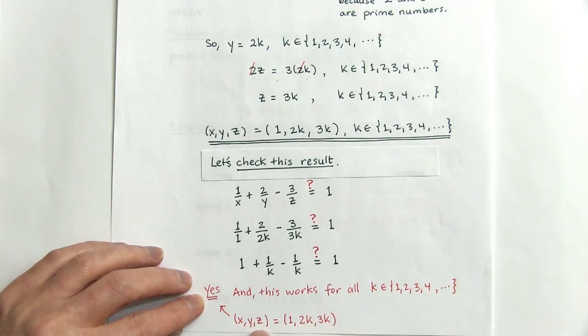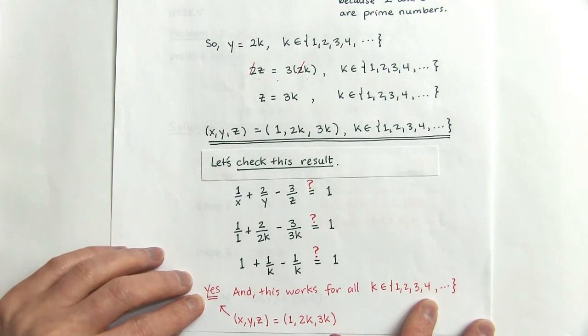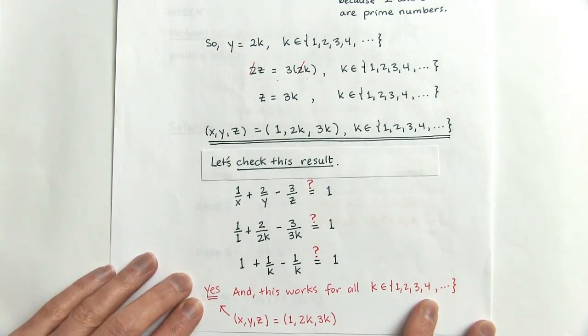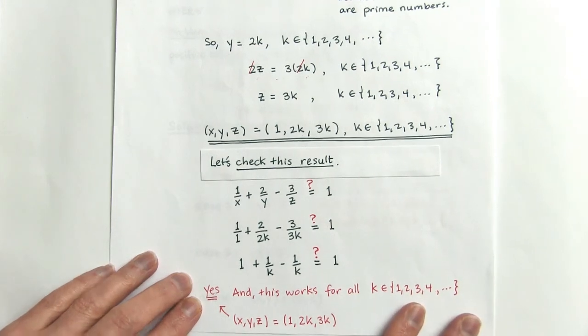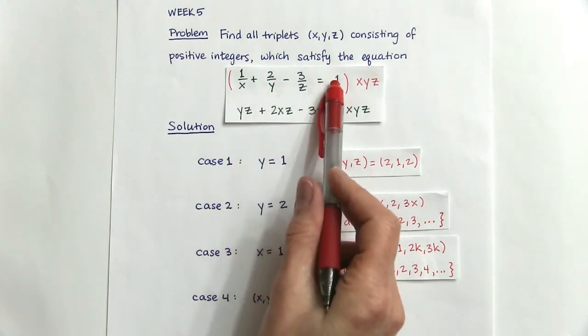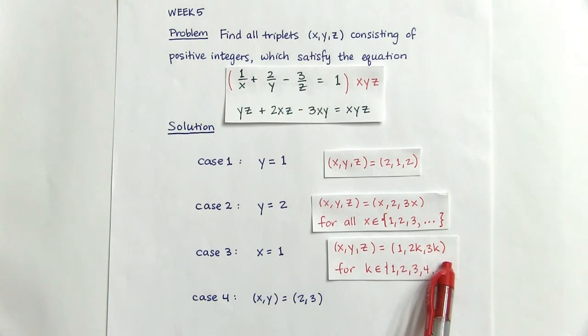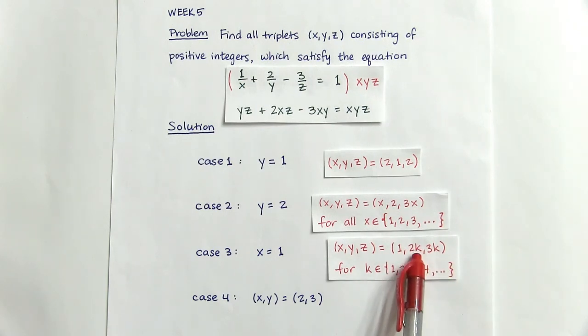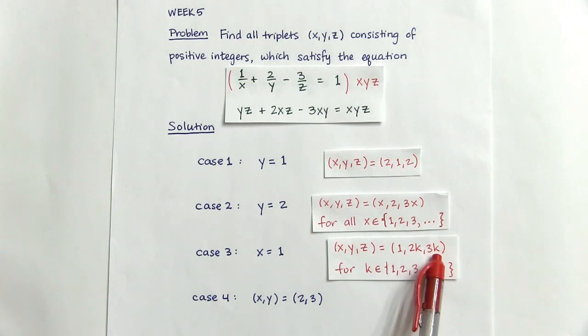The solution is x, y, z equaling the triple 1, 2k, 3k for all positive integers k. And we've solved case 3. Let's add this solution to our list. So we have just solved case 3 when x is 1, and we have found all the triples satisfying this equation are in this form: x is 1, y is 2k, and z is 3k, where k is any positive integer.